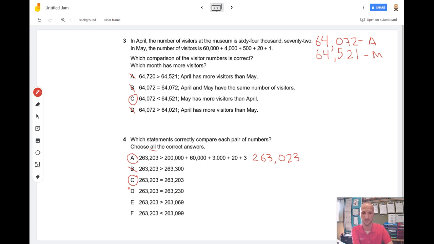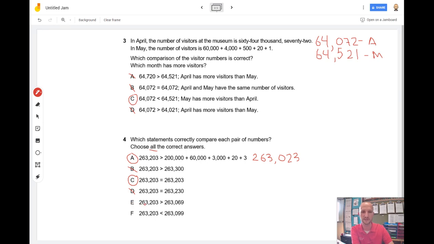263,230. Not true. And we have to be careful because sometimes you might feel like you want to speed through this because you're feeling confident and you know what you're doing. But often when those digits are really close, you might mix it up when you read it too fast and make a mistake. So be careful.